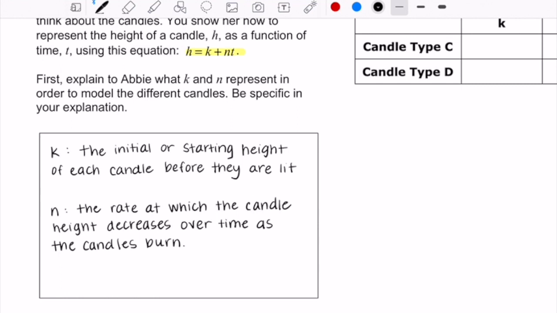And so for this question, the rubric is for 2 points. To get 2 points, you have to say that k represents the initial height and n represents the burn rate. You would get 1 point if you were able to identify one of these correctly, but you got the other one wrong, or you forgot to do the second one. And then you would get 0 for all other responses.